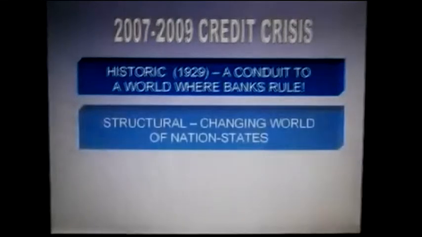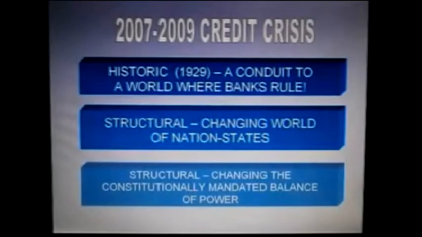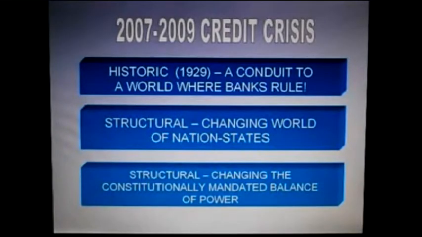Let's take a look at the 2007 to 2009 credit crises. First of all, it is historic. It goes back to 1929. It is a conduit worldwide to where banks will rule, central banks. It is structural, changing the world of nation states to a system in which we are all interconnected. And finally, there's structural change, changing the Constitution and the mandated balance of power that we have known as a country since our forefathers set in place the balance of government.